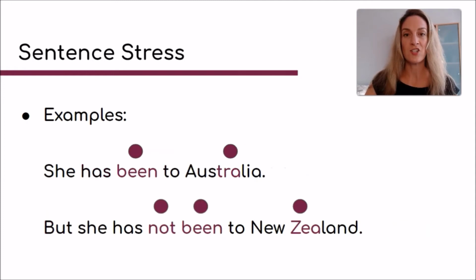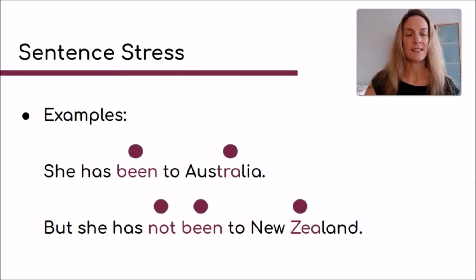Now, those two sentences are actually linked. So we've got, she has been to Australia, but she has not been to New Zealand. And you've noticed here, both sentences are written in the present perfect. So we've got has, auxiliary, and then been, our main verb, and been is stressed. So she has been to Australia. Australia has three syllables and the middle one is stressed, Australia, but she has not been to New Zealand.